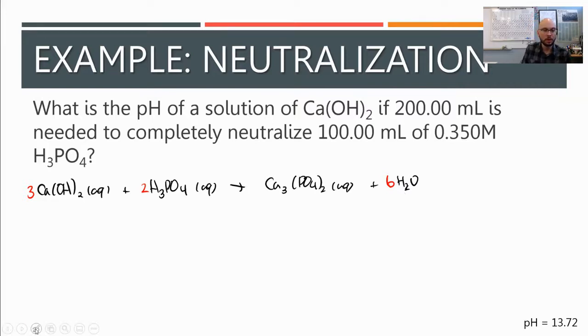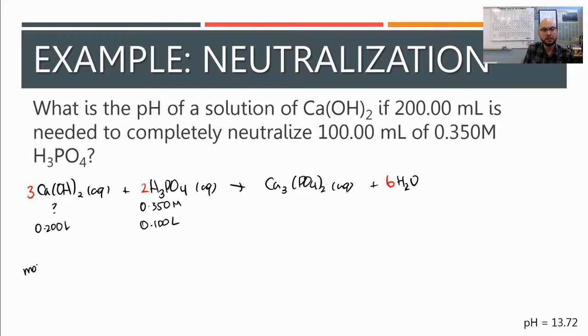All right, so I'm going to write my given information now sort of below this neutralization equation to make it a little bit easier. So what is the pH of calcium hydroxide if 200 milliliters is needed to completely neutralize 100 milliliters of 0.350 molarity H3PO4. So I don't know the concentration of that, but I know I'm using 0.200 liters. I've got 0.350 molarity phosphoric acid and 0.100 liters of that. So I can see that I know my moles of acid this time as opposed to my moles of base. So this process is going to be very similar.